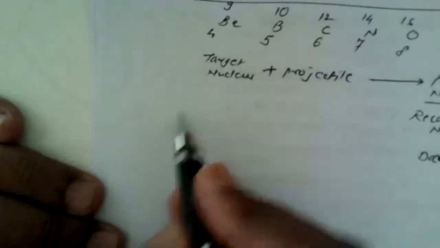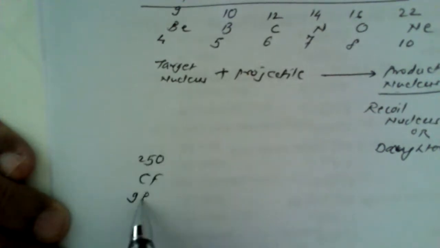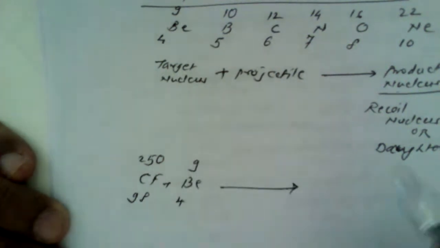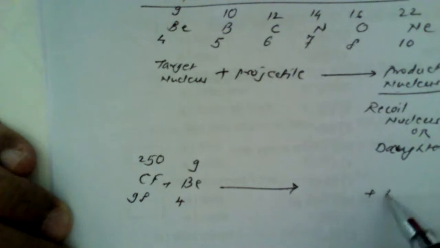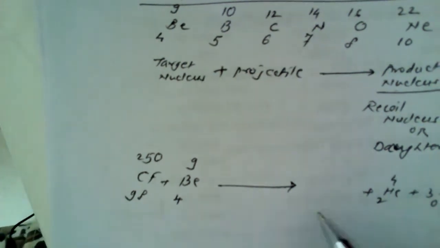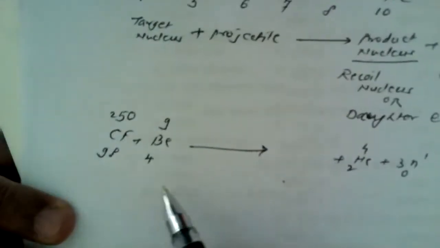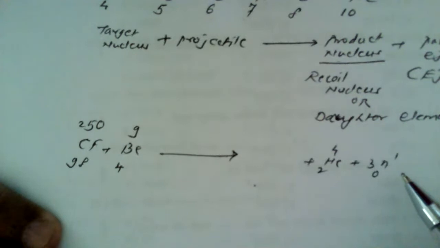First of all, we shall take the example of beryllium as a heavy ion, with californium 250 98, which is bombarded with beryllium 9 4. In this process, an alpha particle is ejected with 3 neutrons as ejectiles. Now we have to find out which is the recoil nucleus, or the product nucleus, or the daughter element formed by bombardment of this beryllium. Try to solve this: californium 98 plus beryllium 9 4 gives an alpha particle with the ejection of 3 neutrons.